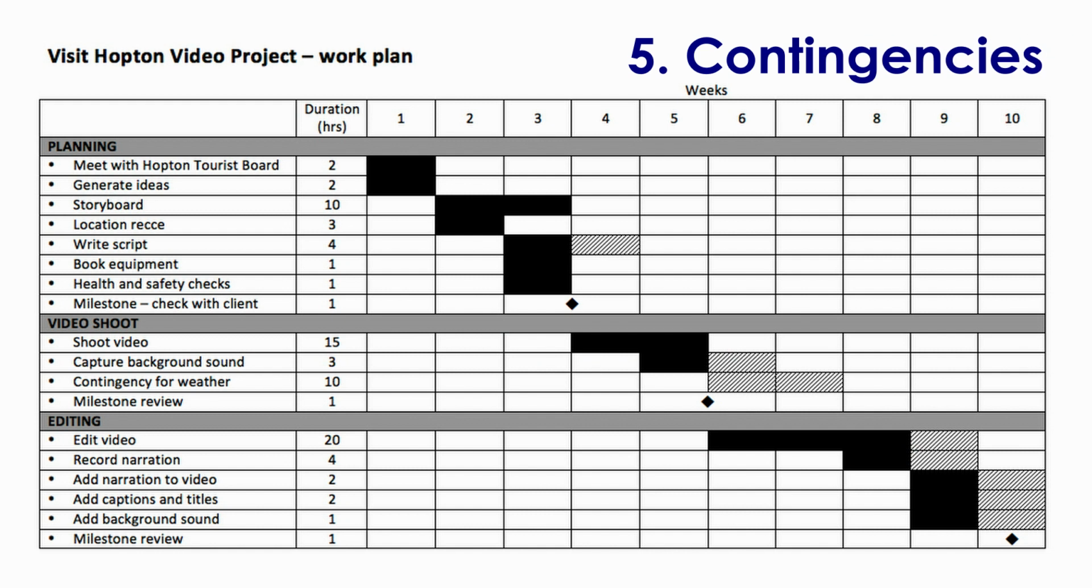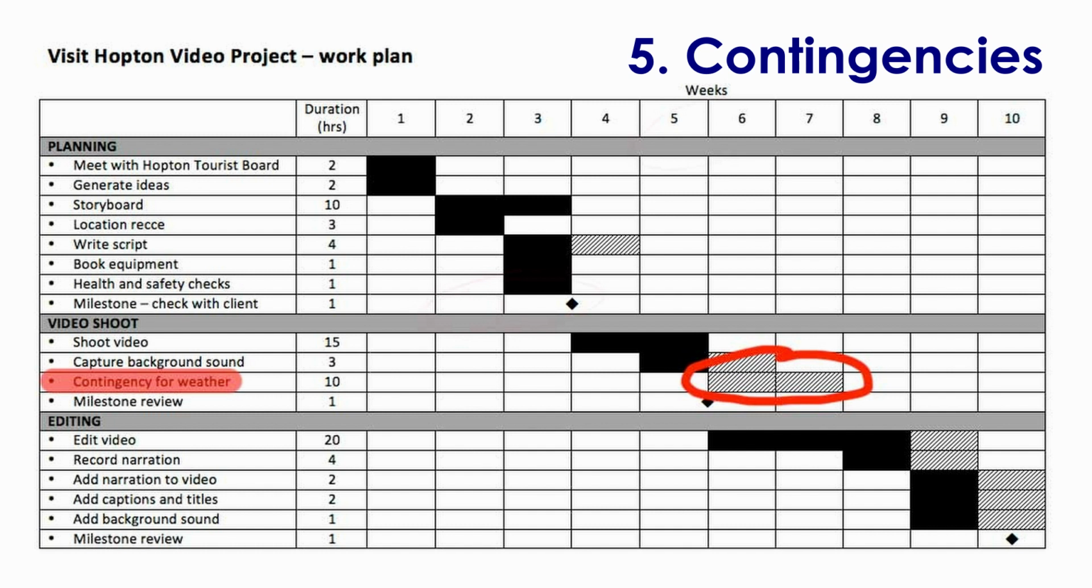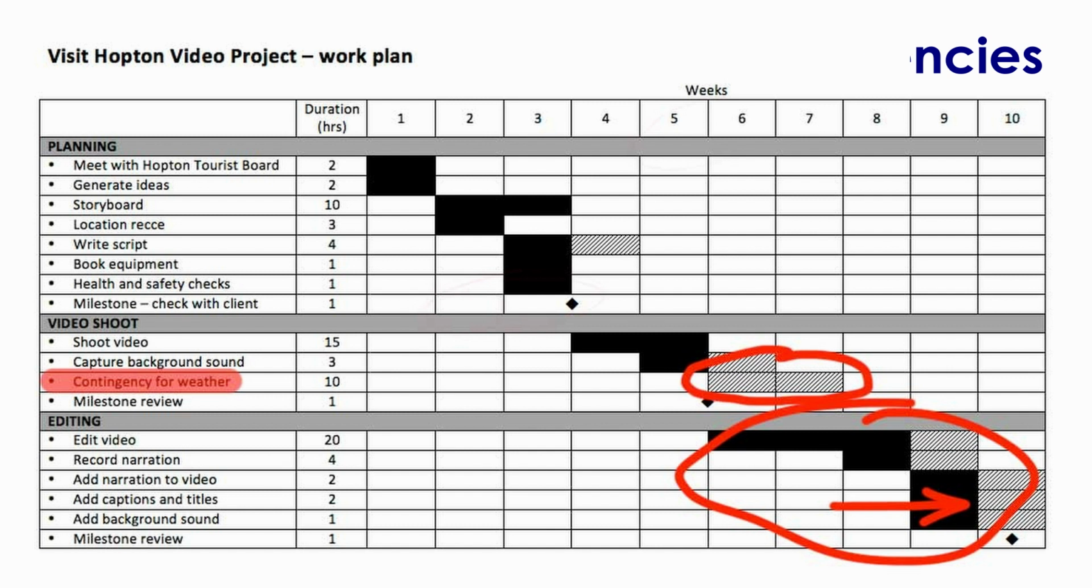Next, we've got contingencies. This is where you allocate some time to catch jobs up if you run out of time. Sometimes that might be because jobs simply take too long. Other times it might be because you've got things such as the weather that's got the potential to get in the way. So here I've got 2 weeks of contingency for bad weather just in case it rains hard while I'm shooting the video. You'll note that contingencies are shown with different types of shading. You can also show them with different colours.